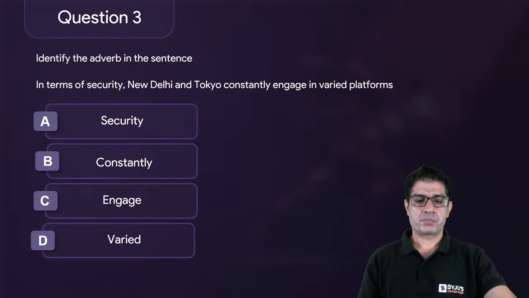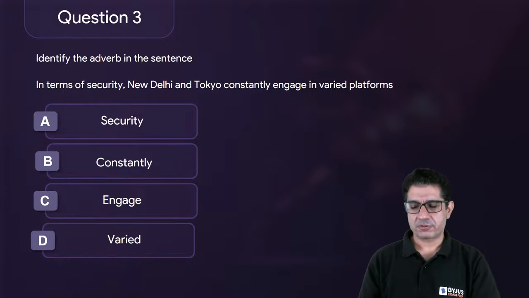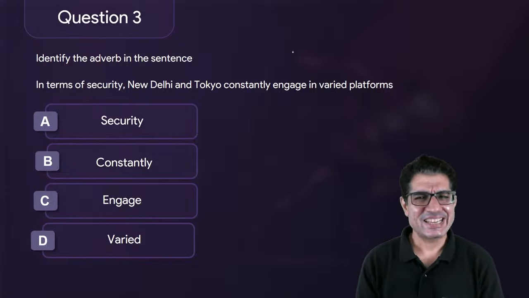Okay, so before I give you the answer of question number 3 and before you share it, I would ideally like to talk a little more about adverbs because this is where I see a lot of people making mistakes. Okay, so what exactly is an adverb?